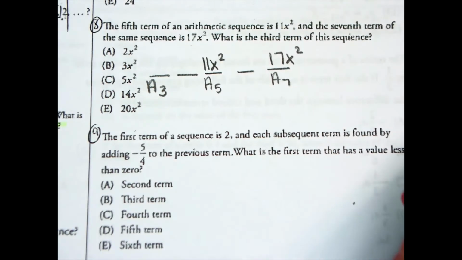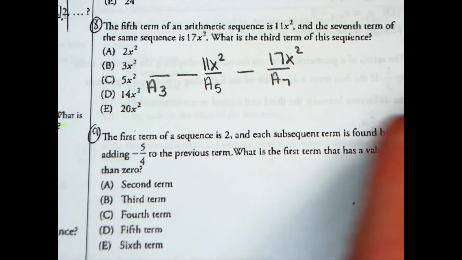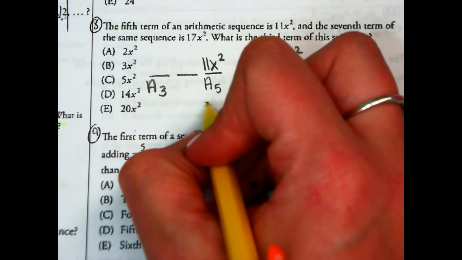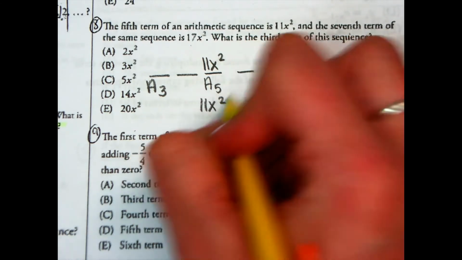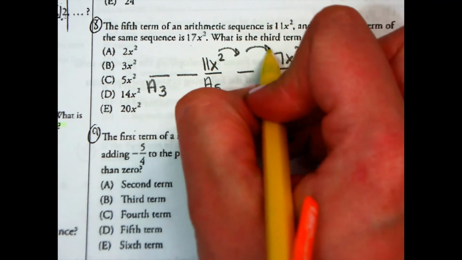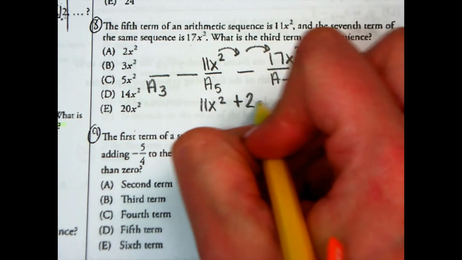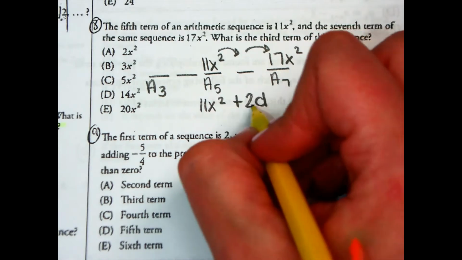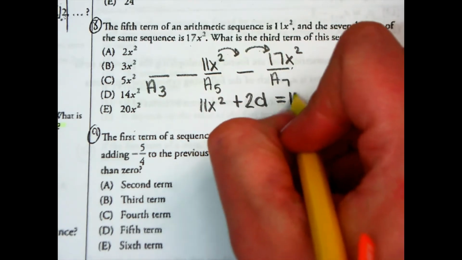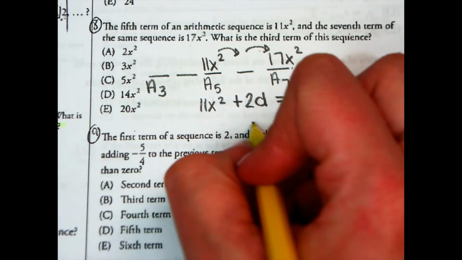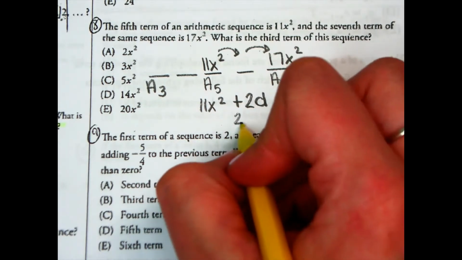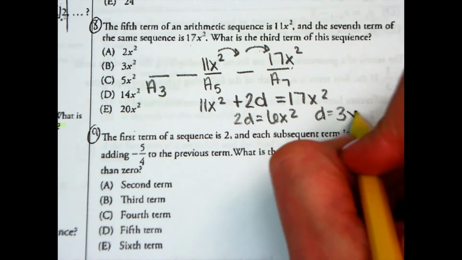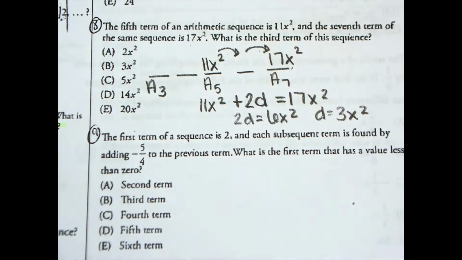To get to the 3rd term, you have to know the common difference. So we're going to do the same thing we did before. We start at 11x squared, and I would add the common difference twice. So plus 2d. And instead of using x, I'm going to use the letter d so we don't get confused. When I add the common difference twice, I end up at 17x squared. So subtract 11x squared, so 2d equals 6x squared. When I divide by 2, I get 3x squared. So the common difference is 3x squared.